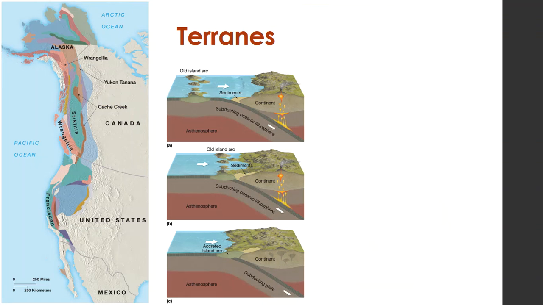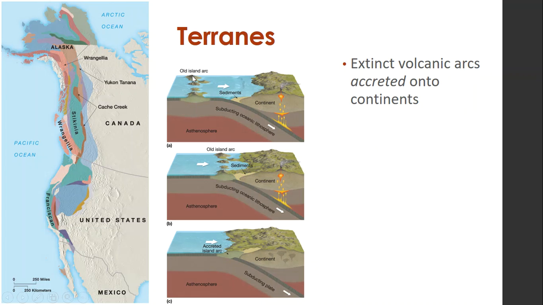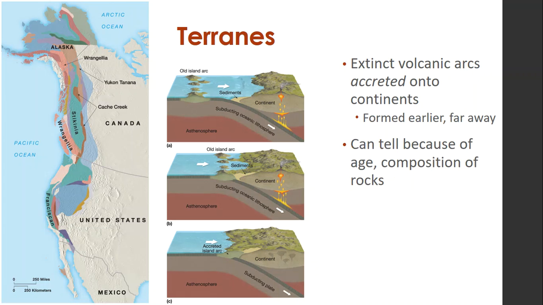Terranes are another type of landform that happens. This is when extinct volcanic arcs are accreted, or kind of pushed, onto continents. So what you have here is a volcanic arc that was out in the ocean. As this plate moved over and moved over, eventually this gets accreted onto the continent. So they were formed earlier and far away. And we can tell this because of the age and the composition of rocks, right? This island arc that it got accreted on is much older than this volcanic arc right here that formed because of this subduction.